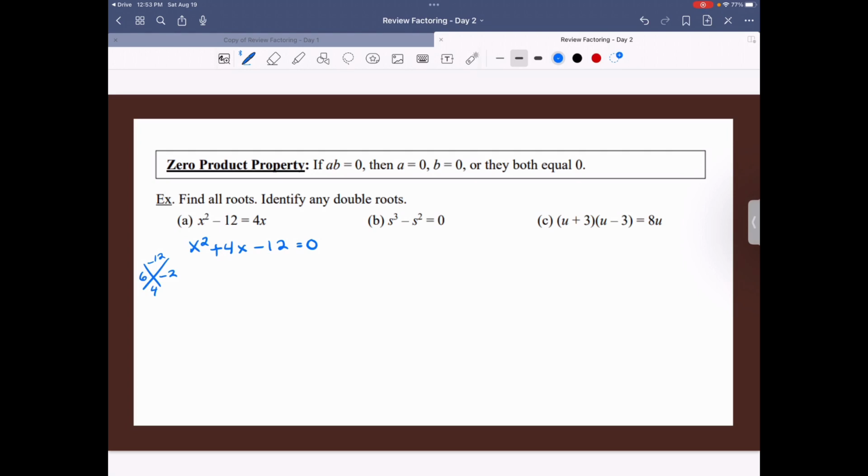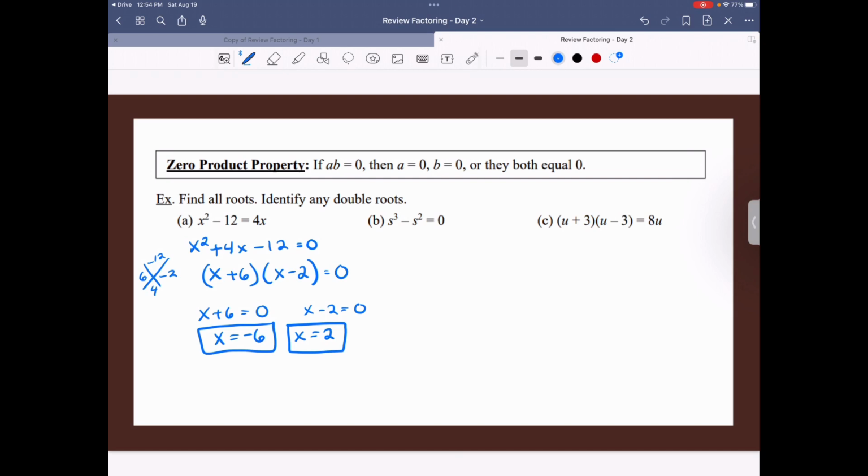And because there's no number in front of the x, we don't have to do the whole grouping thing. We're just going to write x plus 6 and x minus 2 equals 0. And now we're going to do x plus 6 equals 0 and x minus 2 equals 0. So in this case, x equals negative 6 and x equals 2. Those are our roots.